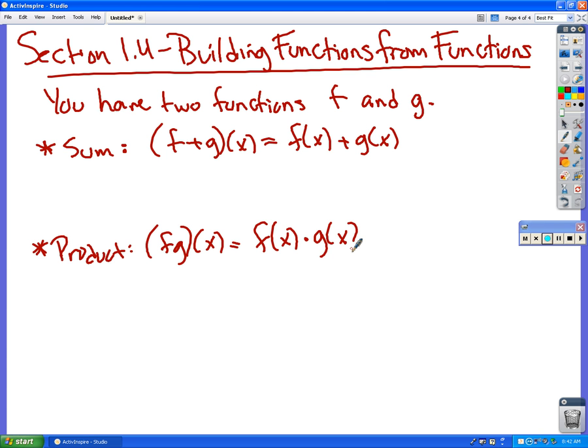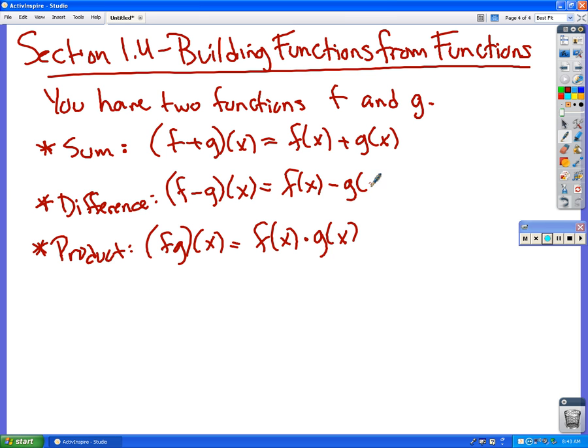Right, we could also do, instead of doing a sum, what the book's going to call a difference. And so if I want to come up with f minus g of x, what do you think I do with the two original functions to get that? Subtract them. Okay, so all pretty basic. One more, of course. Divide.